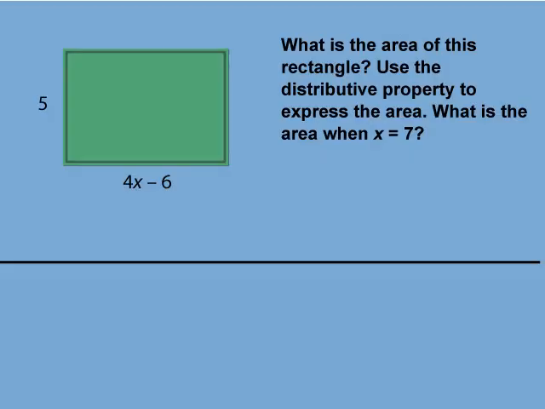What is the area of this rectangle? Use the distributive property to express the area. What is the area when x is equal to 7? The area of a rectangle is the product of the length and width. With this rectangle, the length is a variable expression. The area of the rectangle is the product of these two expressions, 5 and the quantity 4x minus 6.